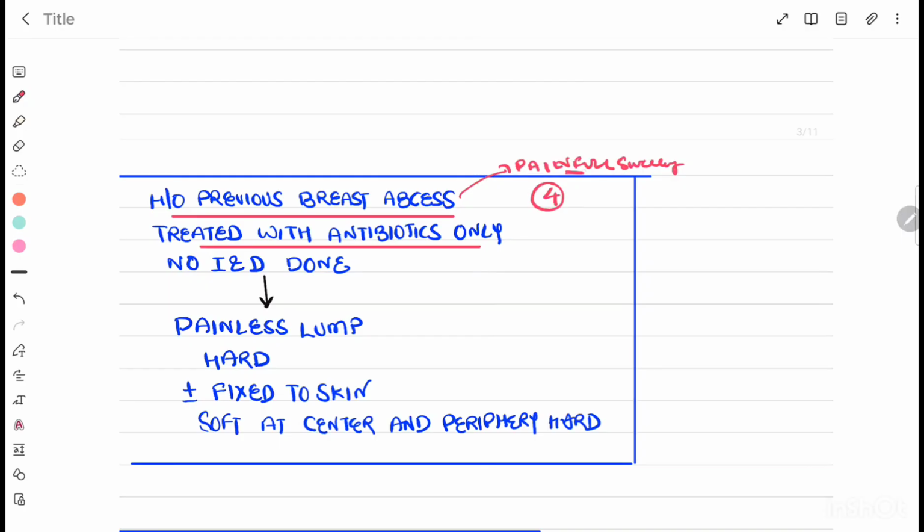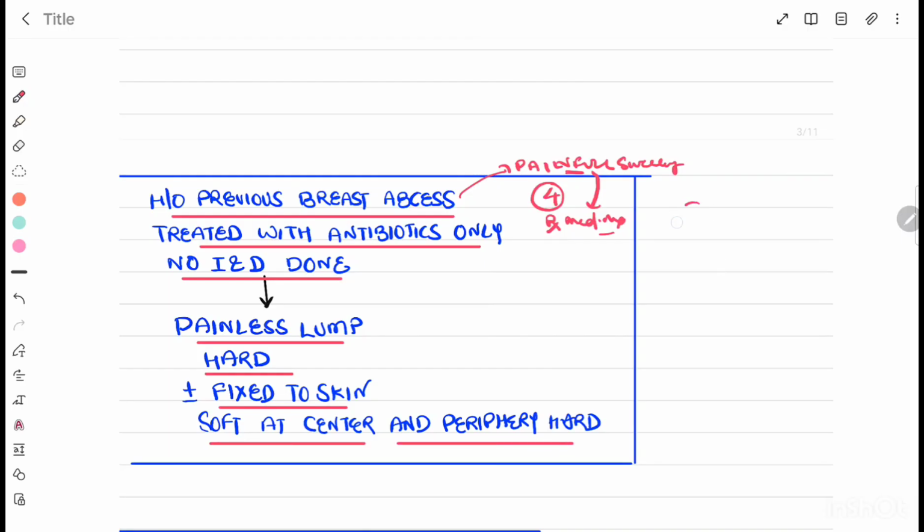The lump which is painful was treated with medical management, and there is no history of incision and drainage. A patient presents with a history of previous breast abscess treated with medicines only, and there is no history of any I and D. And now the patient presents with a painless lump which is hard, and it can be fixed to the skin, and which will be soft at the center and hard at the periphery.